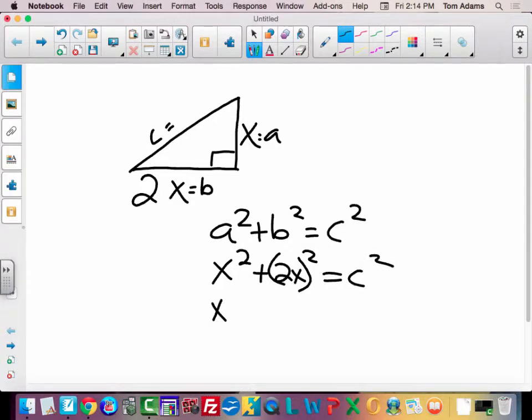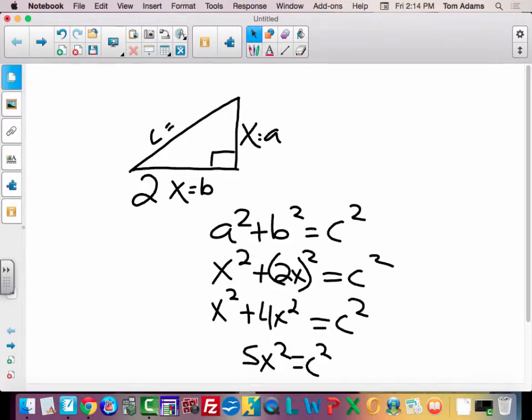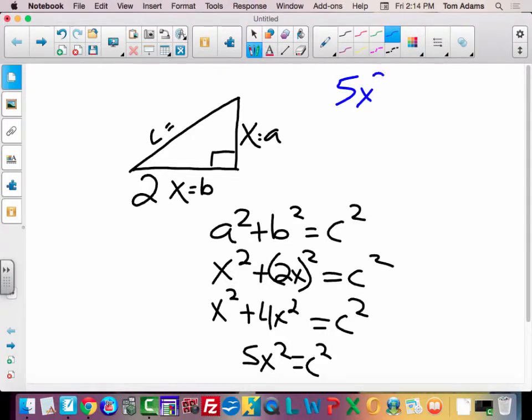This becomes x squared plus 4x squared is equal to c squared, or 5x squared is equal to c squared. You square root it. So when I square root both sides, I get c is equal to the square root of 5x squared. Now what's the square root of x squared?